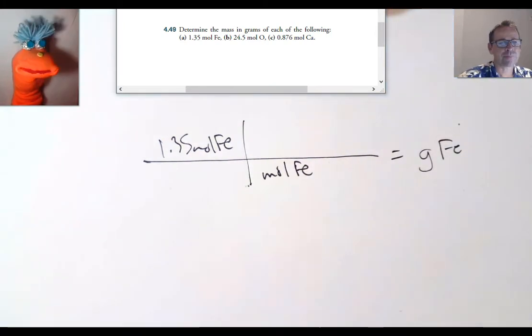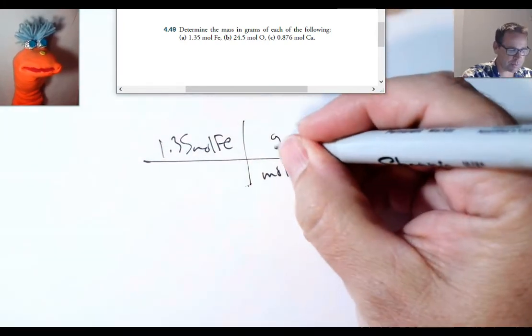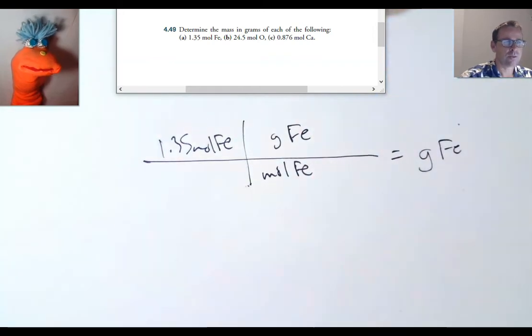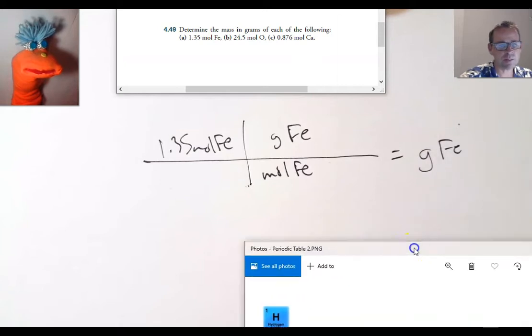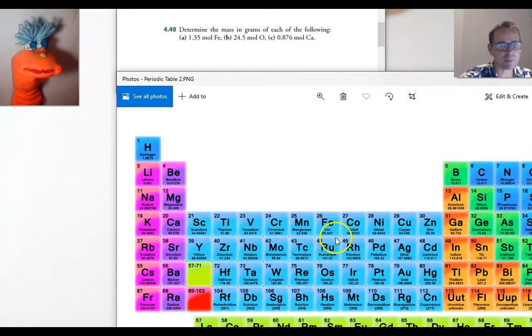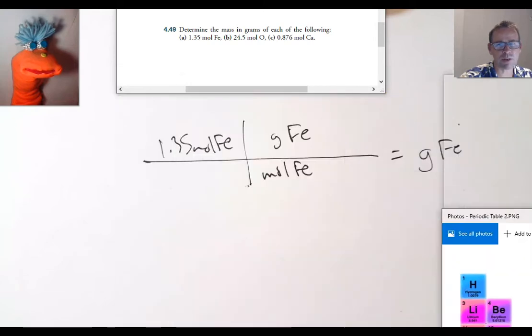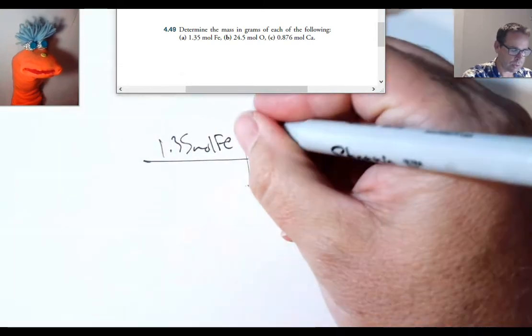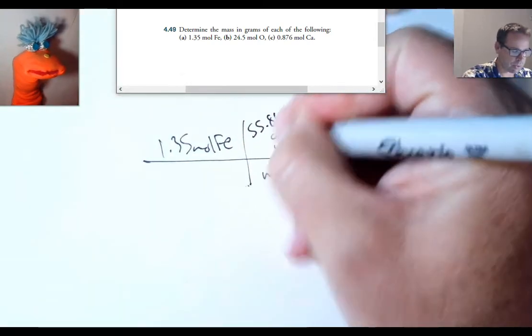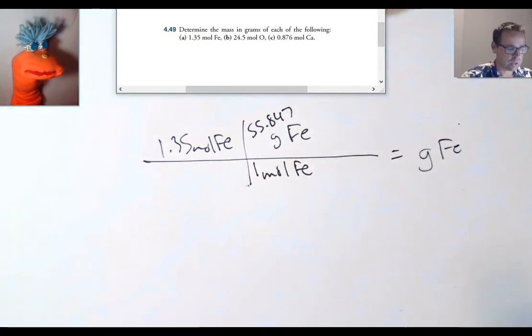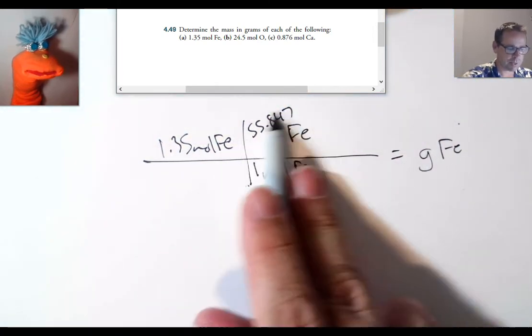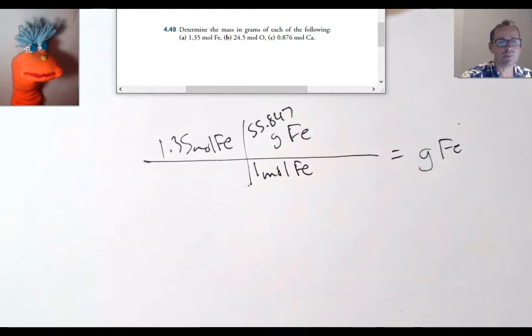Can I go from moles of iron to grams of iron? Yeah, that's just the periodic table, right? That's right. On the periodic table, this number tells me how many grams, 55.847, are in 1 mole. So there's 55.847 grams for every 1 mole. So now 1.35 times the 55.847 should give me my grams of iron.